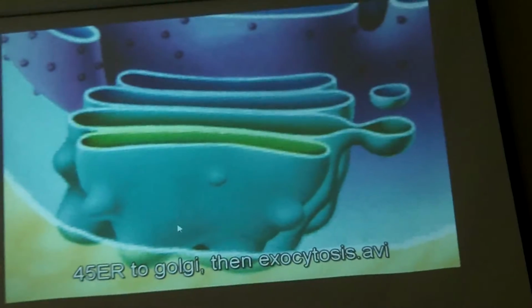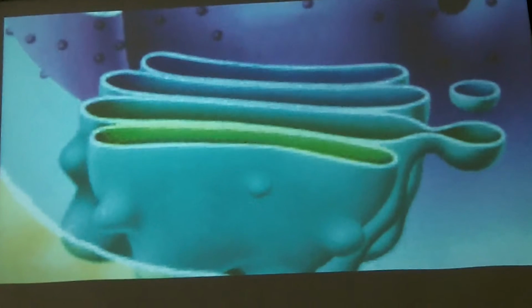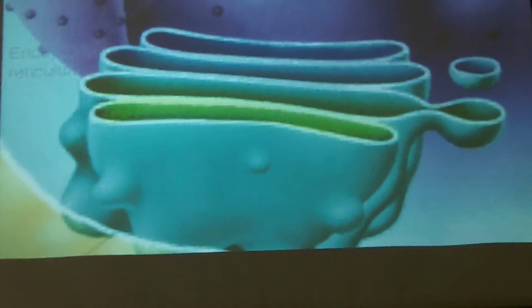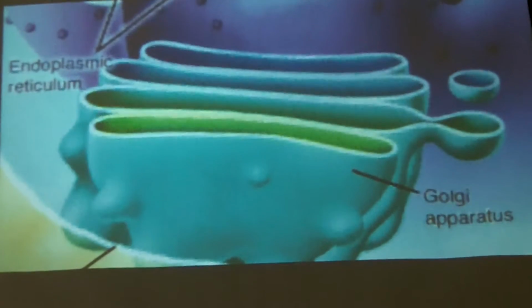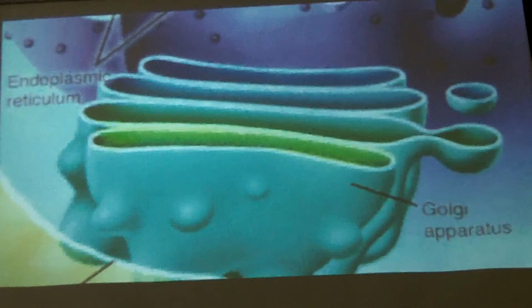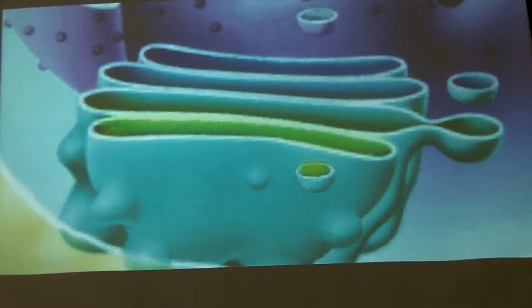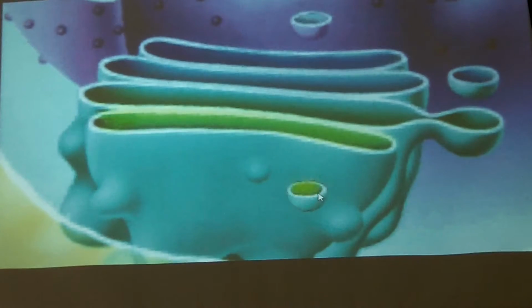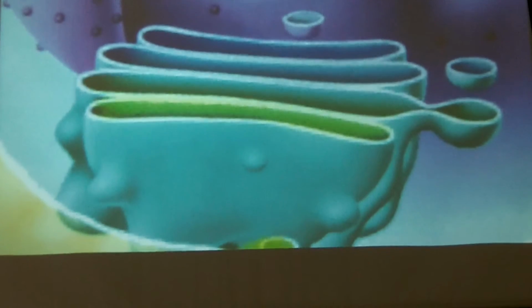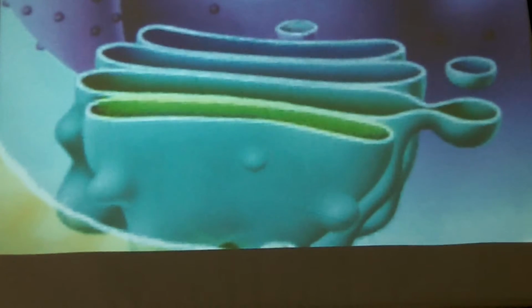Here's another one. The endomembrane system consists of the endoplasmic reticulum and Golgi apparatuses. Vesicles pass from one part of the endomembrane system to another, and secretory vesicles from the Golgi apparatus merge with the plasma membrane, secreting their contents by exocytosis.